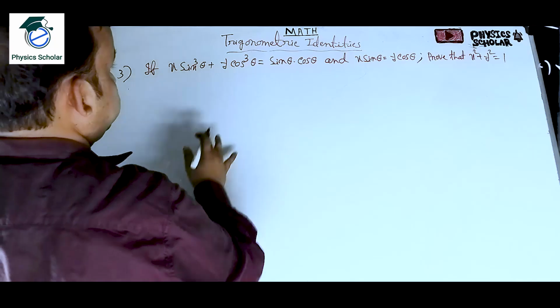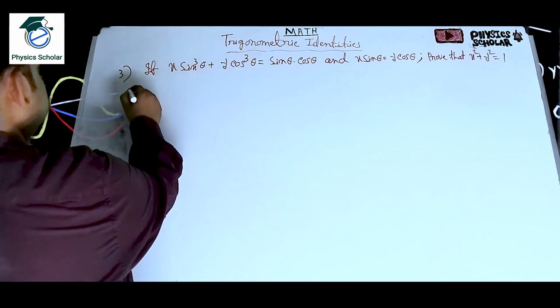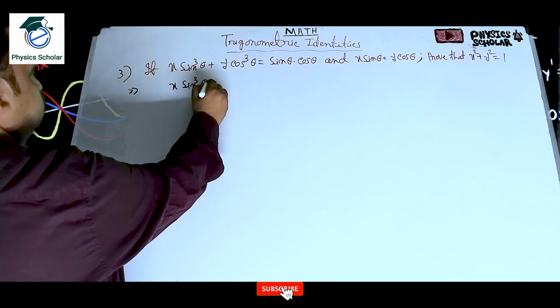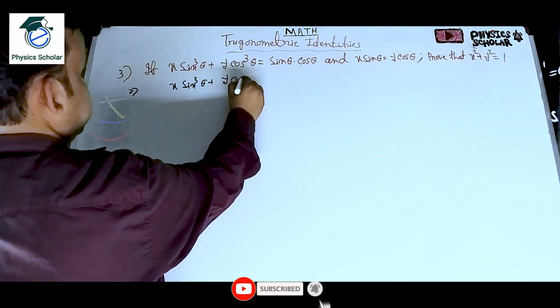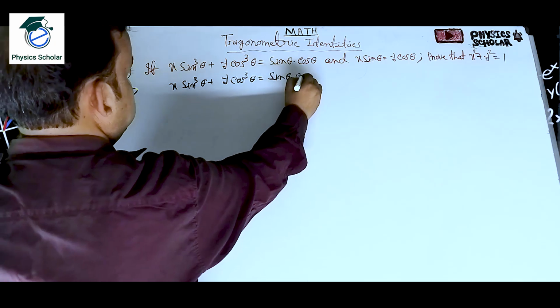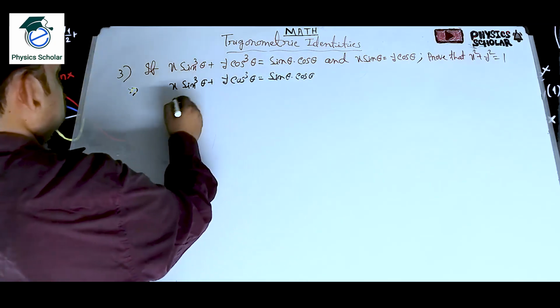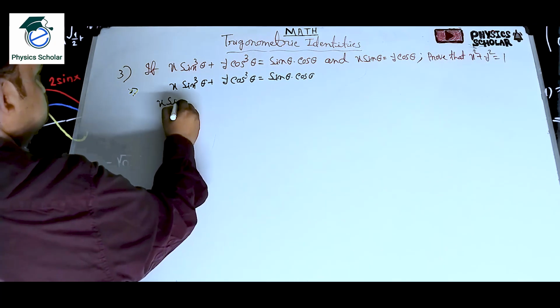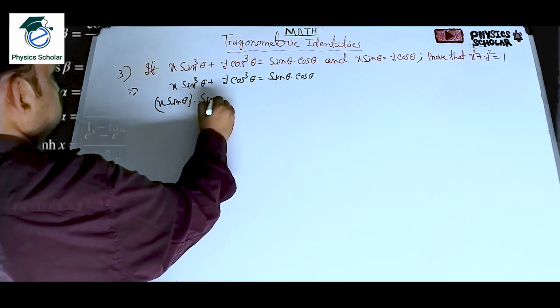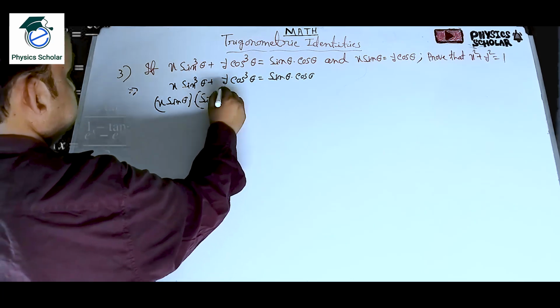Okay. So now what we have to do? x sin cube theta plus y cos cube theta is equal to sin theta cos theta, right? So x sin cube theta plus y cos cube theta is equal to sin theta into cos theta, right? So how can you write x sin theta into sin square theta, that we can write. Clear?